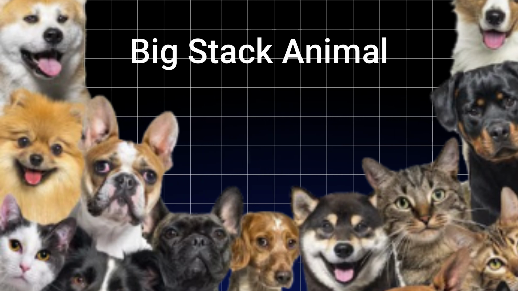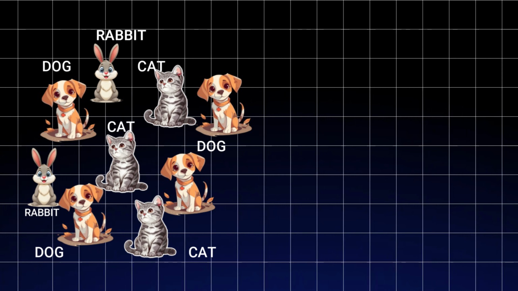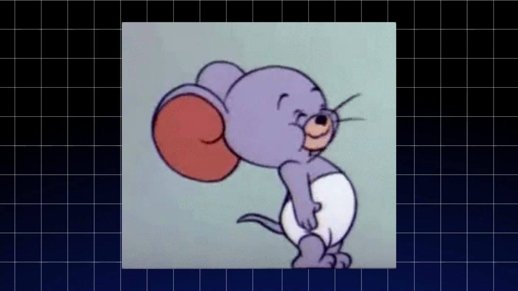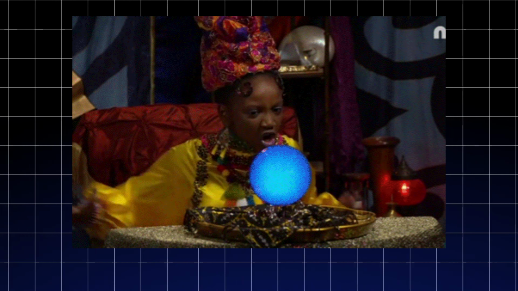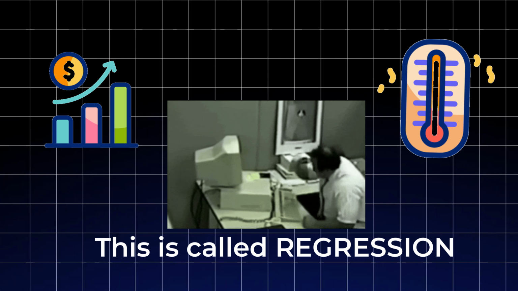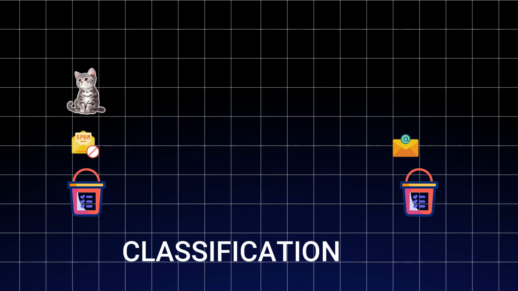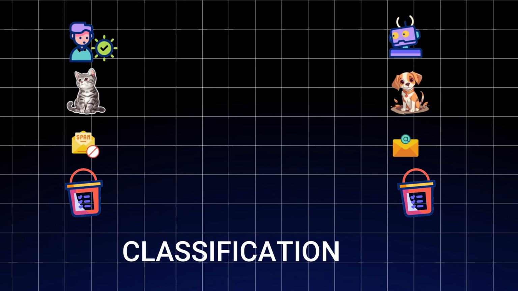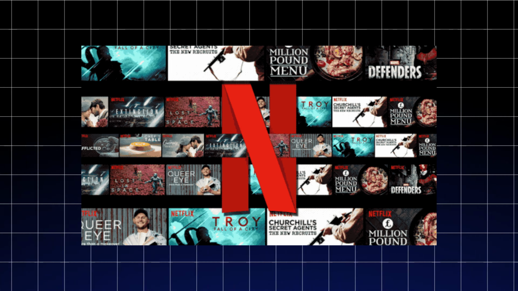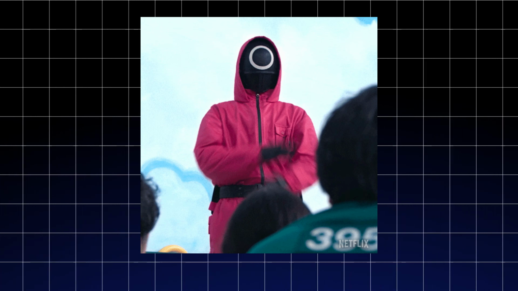For example, you feed the model a big stack of animal images already labeled as cat, dog, or rabbit. It studies those samples, learns the patterns, and when you show it a new animal image, it confidently says, "Yep, that's a cat." When it predicts continuous values like prices, temperatures, or how fast your code will break, that's regression. And when it sorts things into buckets, spam or not spam, cat or dog, human or definitely an AI, that's classification. It powers spam filters, voice assistants, and Netflix recommendations. Basically, the algorithms quietly judging your life choices every day.